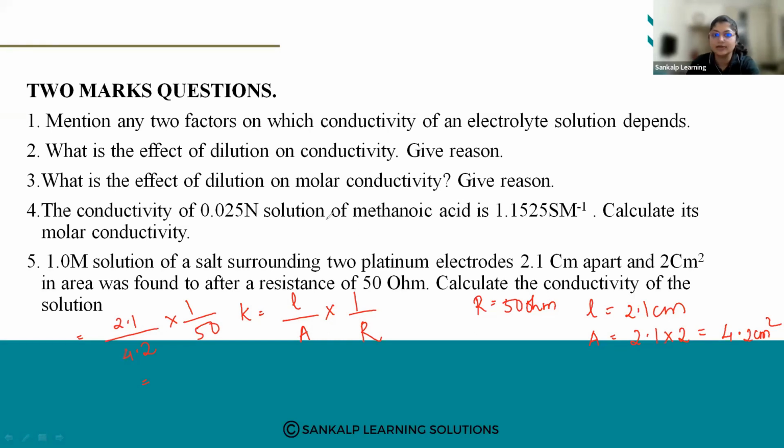Okay, I've got the answers here. 0.01 is the right answer. So the unit is 0.01 Siemens per centimeter. So this is the answer. I hope this is clear. For the formula, 1 mark, and for your substitution, your answer with the correct unit, 1 mark. Got it? So these are the 2 marks questions.